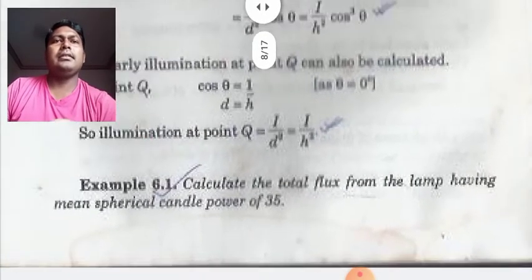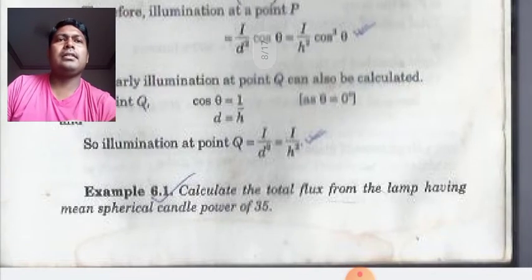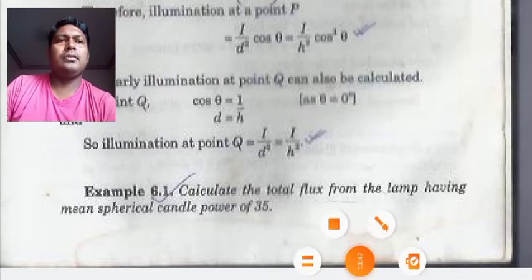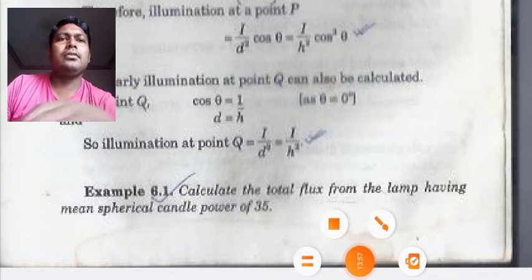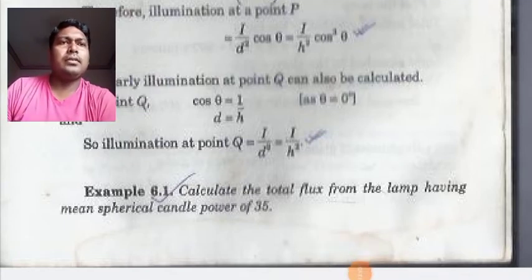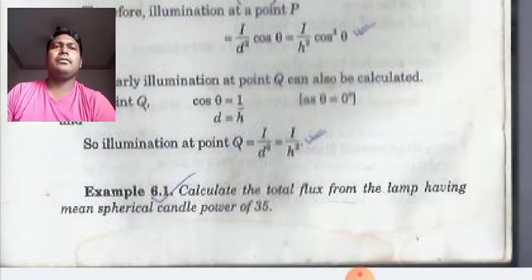So there is a simple problem, students. We will just look at this problem so that the theory can be easily understood with the help of this problem. Calculate the total flux from the lamp having a mean spherical candle power of 35. So we have to find out the total flux from the lamp having a mean spherical candle power equal to 35.